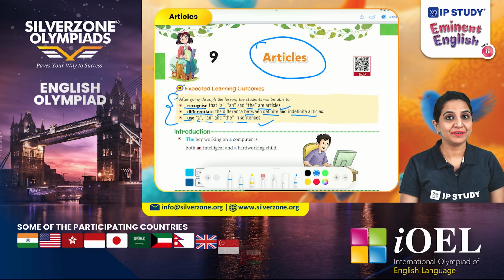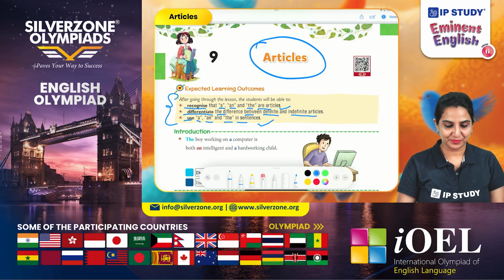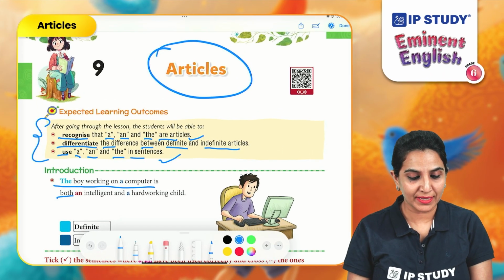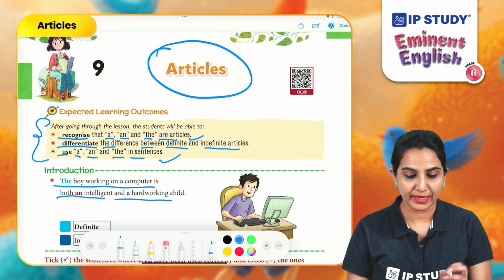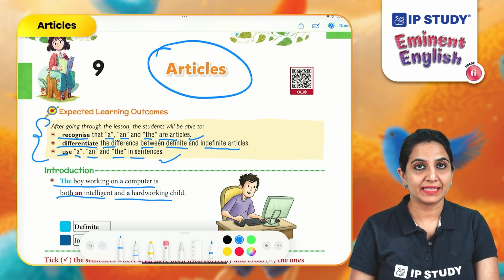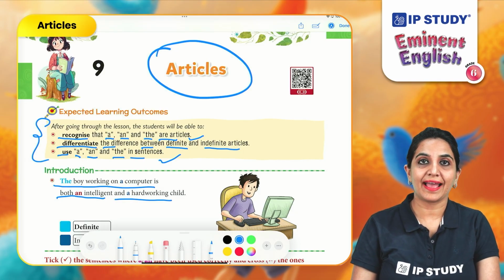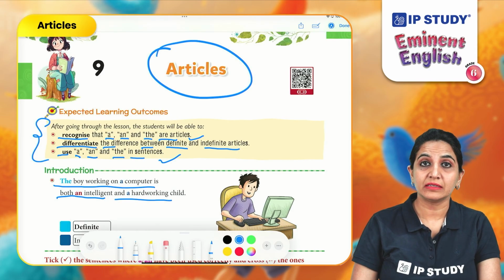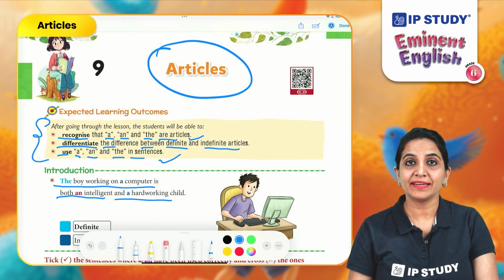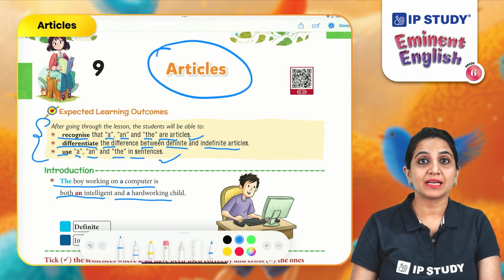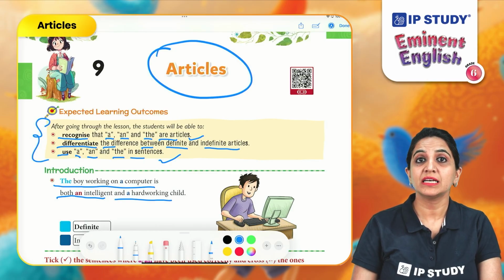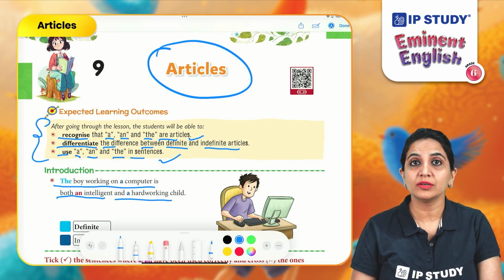Before we dive further, let's study this example. The boy working on a computer is both an intelligent and a hardworking child. In this sentence, articles a and an are indefinite articles, and article the is the definite article. Why? Because article the is pointing out something specific, whereas a and an are pointing out something which is not specific.